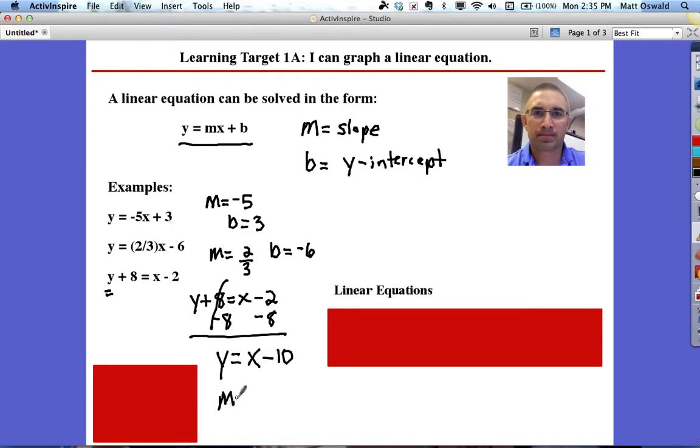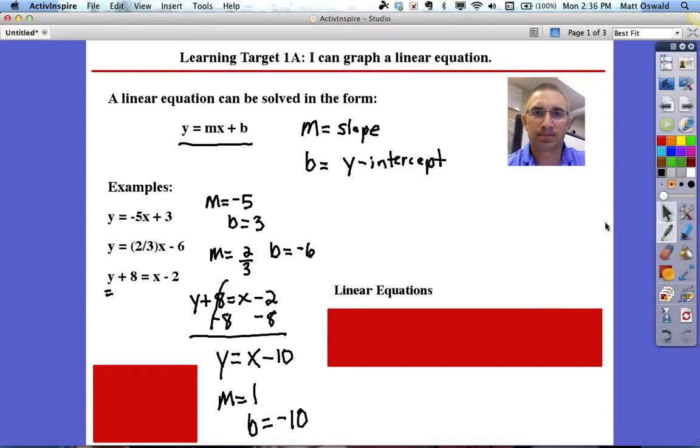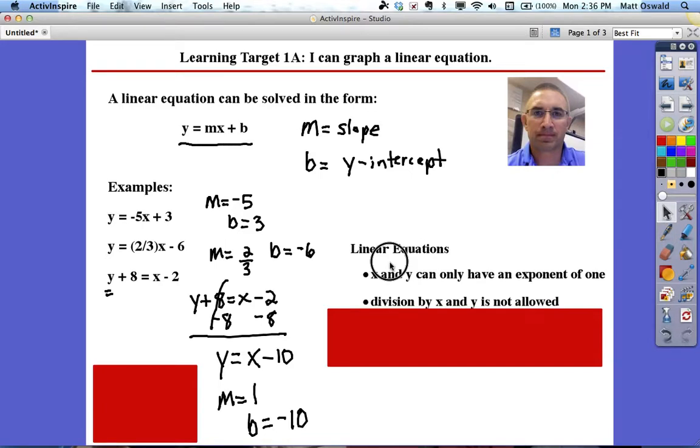As I can see in this equation now, the m is 1 because there is actually a 1 in front of the x. In mathematics, remember, we do not write that. And because this is minus 10, my b is now negative 10. So again, it is important for us to be able to recognize linear equations.